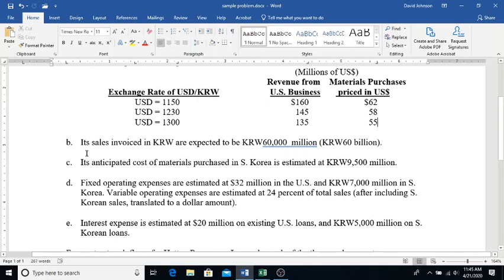Its sales invoiced in Korean won are expected to be 60,000 million. You'll see from this exchange rate here, it makes for some really large numbers when we're dealing with won. But not to worry, we're going to use Excel to deal with the calculations. As a matter of fact, in the Excel spreadsheet, we'll put all values in millions. So this will be 60,000, but in actual terms, this would be 60 billion won. Its anticipated cost of materials purchased in South Korea is estimated at 9,500 million won.